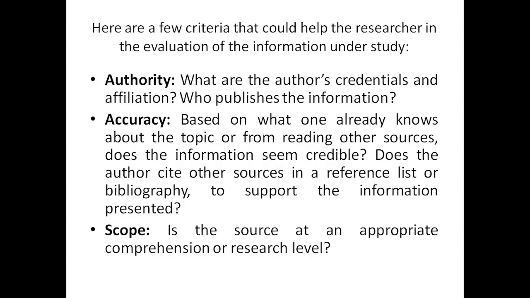Scope is nothing but whether the source is at an appropriate comprehension or research level. Obviously the scope is very important. It is an overall check against the objective of the review of literature or the research: whatever paper you are reading, whether it has scope or not has to be checked.